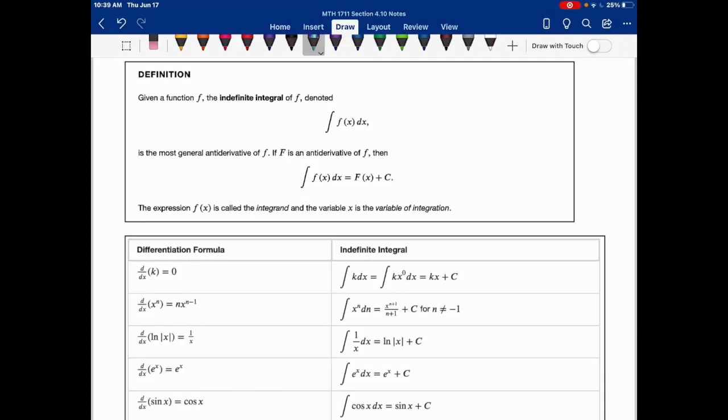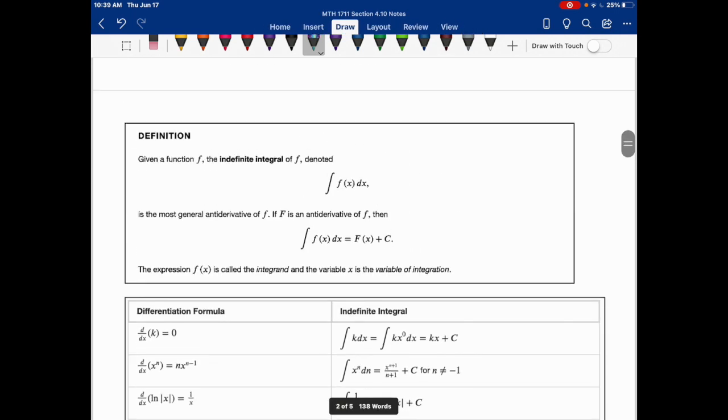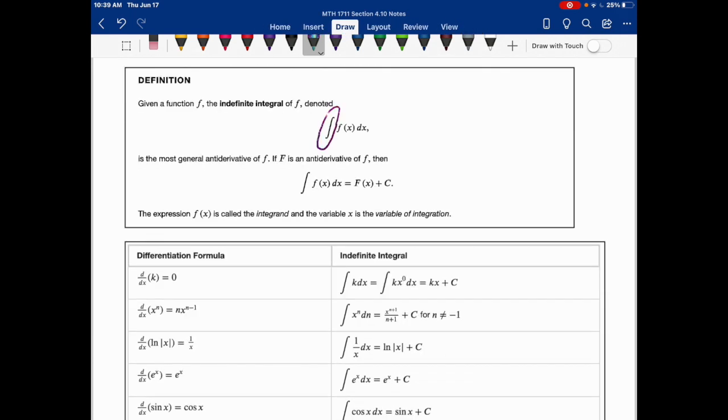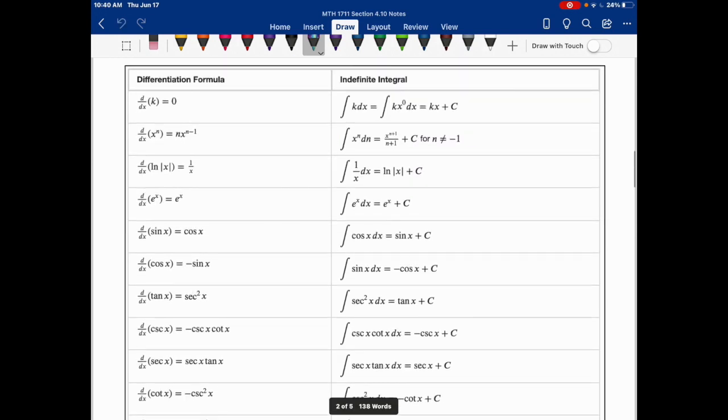Now we're going to look at the formal notation we use to represent antiderivatives. So this right here that looks like a stretched out s is called the integral sign. And this here tells us that the variable that we're integrating is x. And when we take the antiderivative, we get our original function plus some constant. So we have to add in that constant.